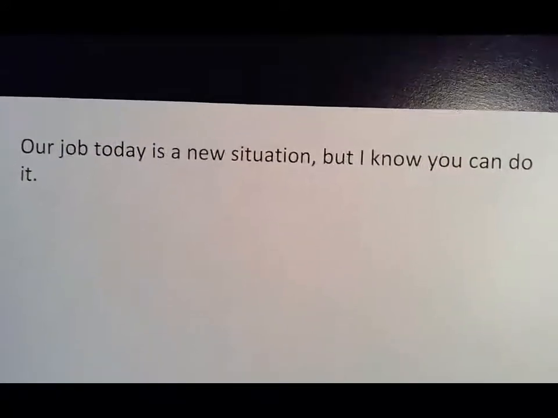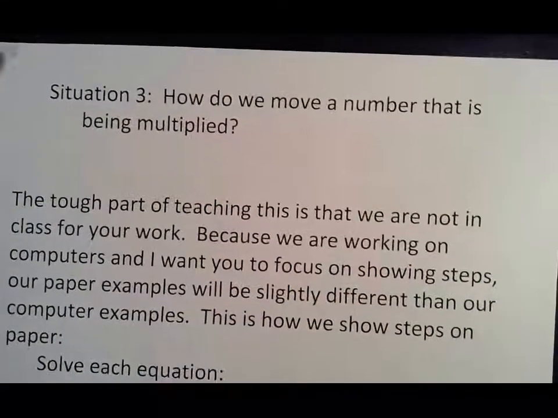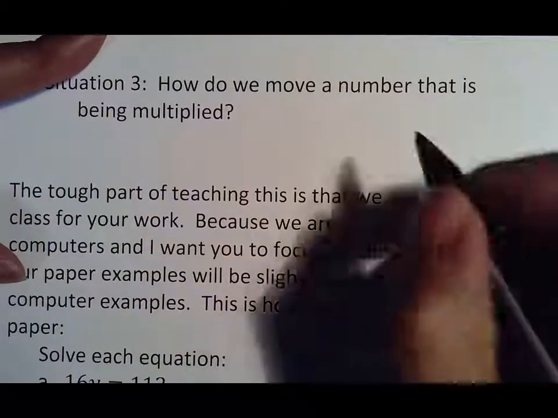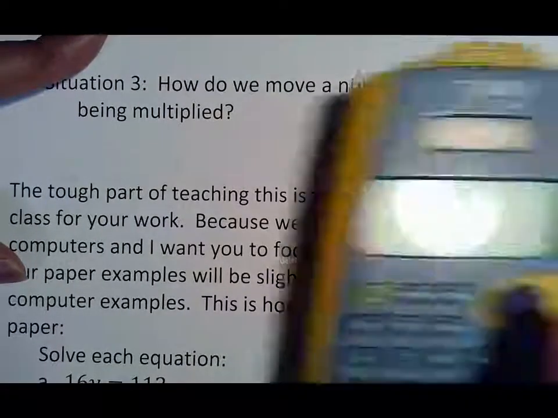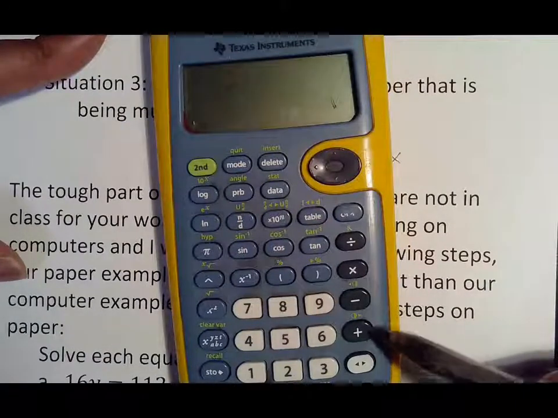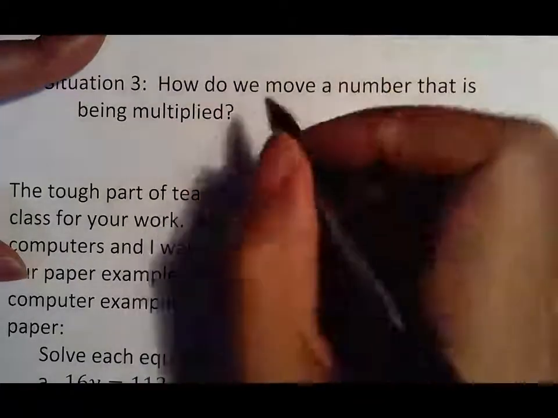Our job today is a new situation, but again, I know that you can do it. So just buckle in. And again, if you've already got it, you should be okay anyway. So how do we move a number that's being multiplied? Well, what's the opposite of multiplication? If you look at your calculator, it tells you. Addition and subtraction are opposites, which means multiplication and division are opposites.